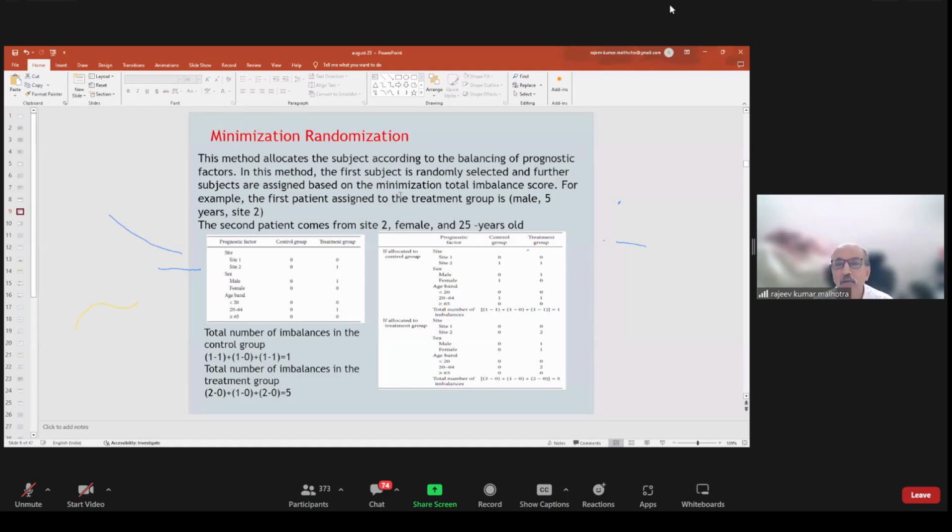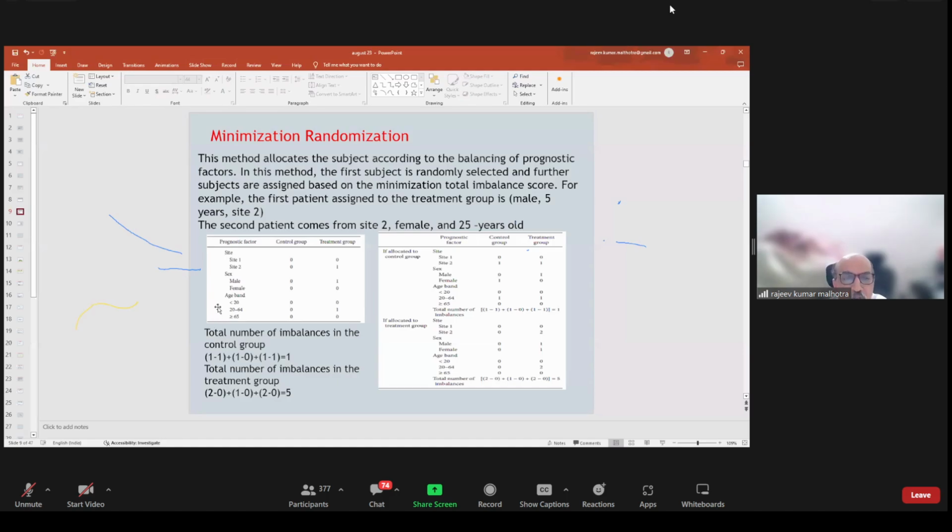Now the first patient is already assigned, so we assign the second patient. If the second patient comes to you from site 2, female, and the age is 25 years old, in which group will they lie? We have to calculate the total number of imbalances in the control group and the total number of imbalances in the treatment group. How do you calculate this?